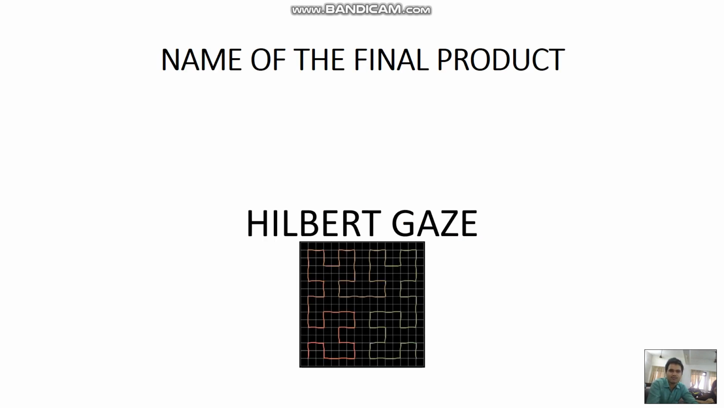So what is the name of our final product? That will be the Hilbert gauge. Why Hilbert gauge? Because we are using the Hilbert transform to change the two-dimensional thing into one-dimensional. For example, an image is 2D, and we will be changing it into a sound, which will be the 1D, and you can see how we are changing it. It's a Hilbert gauge, and you can also see the graph.